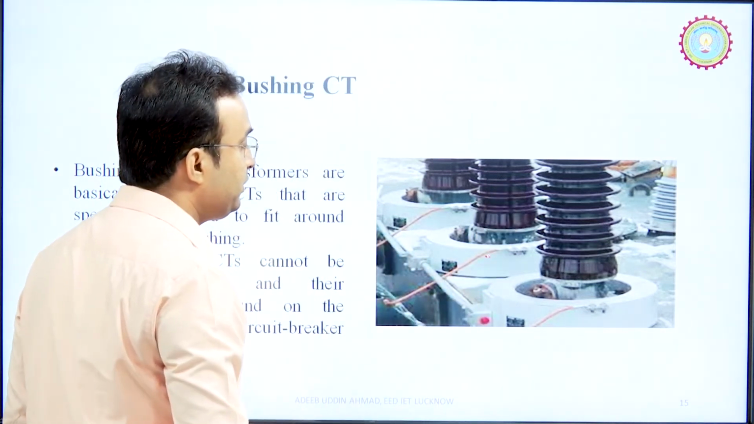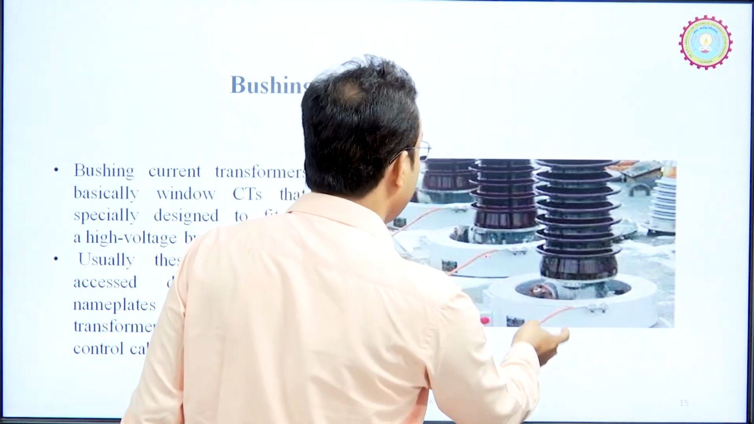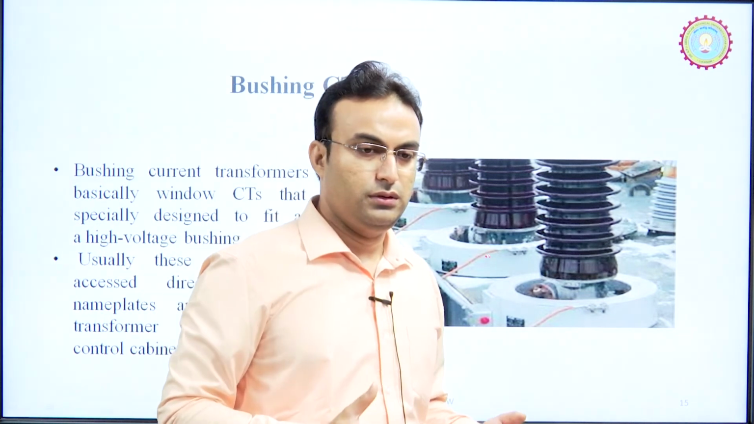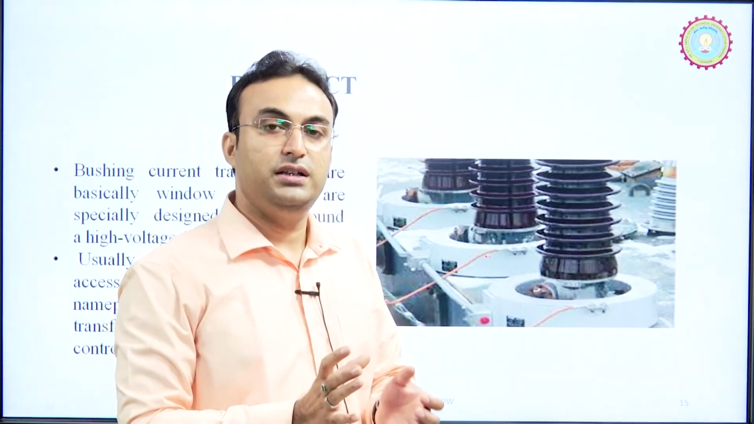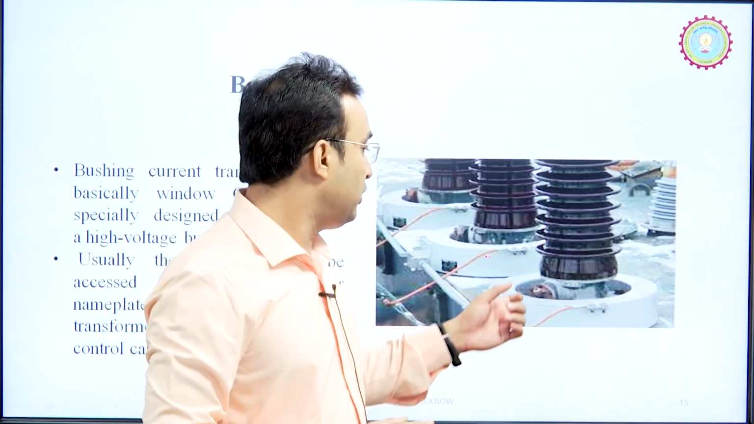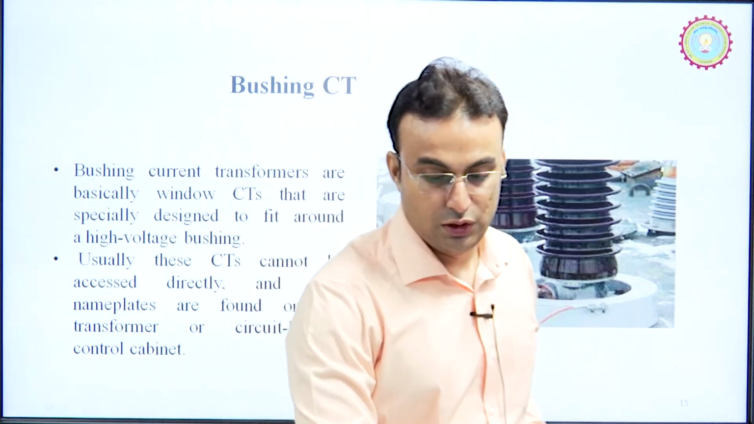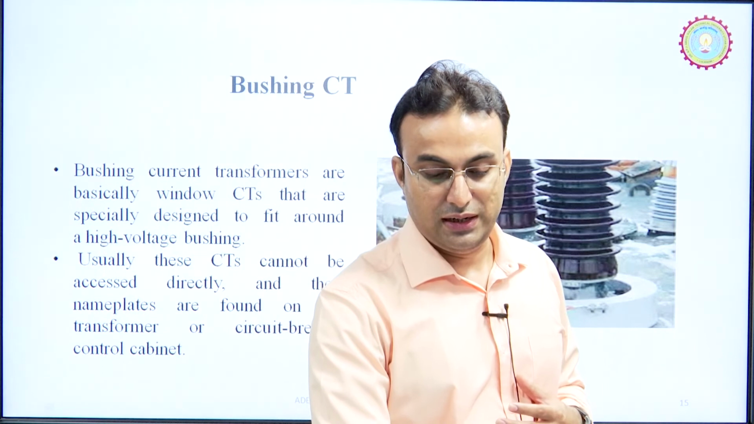So, with the help of bushing CTs we can measure the value of current, and the bushing CT is a part of the transformer construction, the transformer body. So, generally we hardly find where this CT is placed, because it is part of the transformer. So, this is such a type of CT. These are some types of CTs. Hope you can understand these different types of CTs.